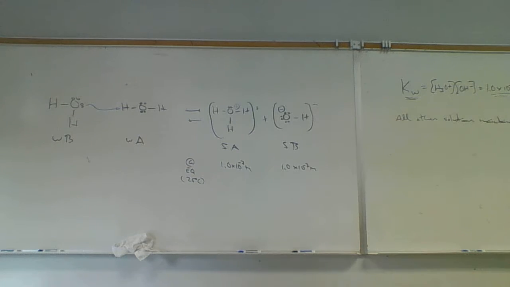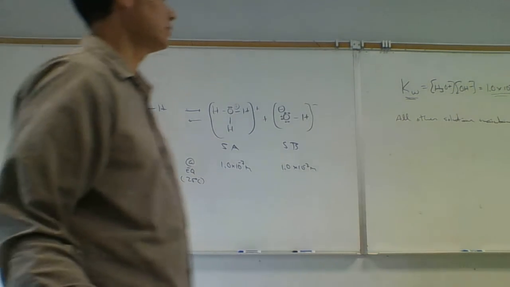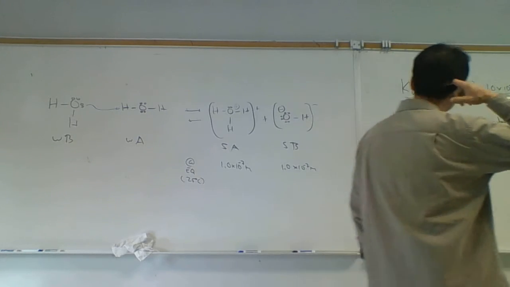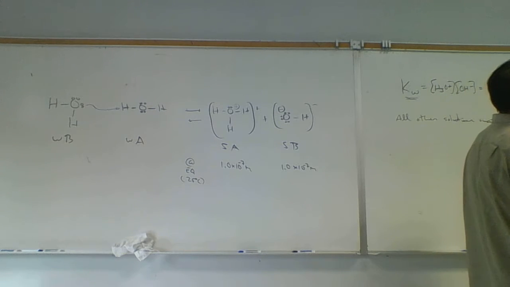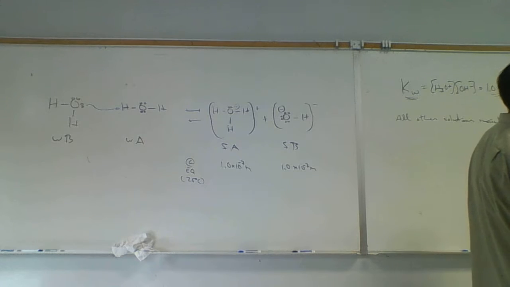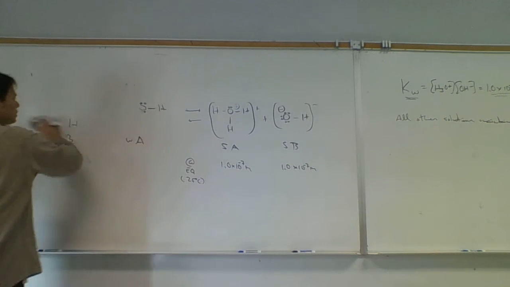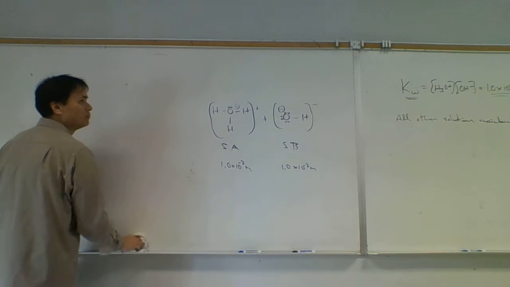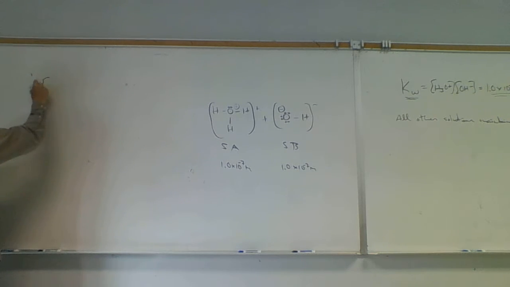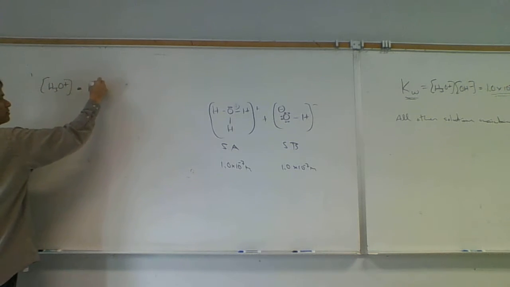All right, so let's do this. This Kw constant holds for all solutions. So determine the hydroxide ion concentration in a solution in which the hydrogen ion concentration is 10 to the minus 5 molar. So we have just some solution. The hydrogen ion concentration is 10 to the minus 5 molar. Hydrogen ion, H plus, and hydronium are basically the same thing, so I'll just write it as hydronium. This is equal to 10 to the minus 5 molar.